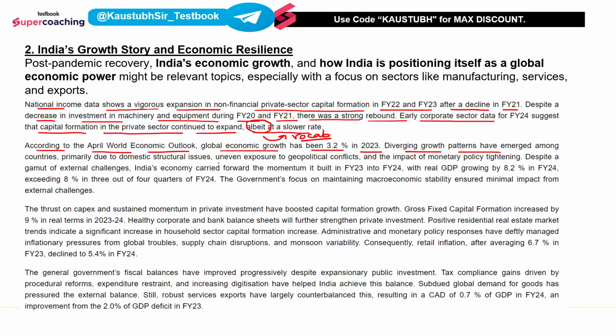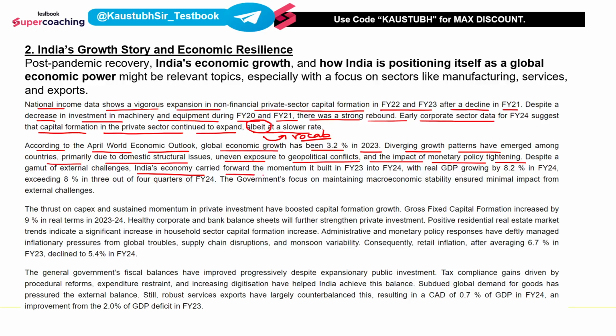Diverging growth patterns have emerged among countries primarily due to domestic structural issues, uneven exposure to geopolitical conflicts, and the impact of monetary policy tightening. These are certain points that are mentioned in the economic survey as well. So be very alert while noting down these points, because these points are going to be your guidelines for writing an essay on this particular topic.